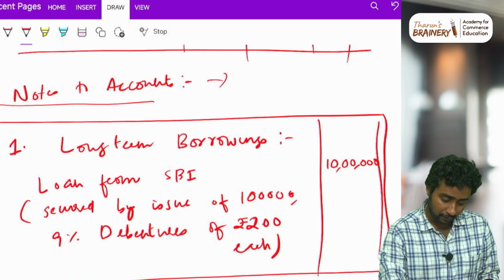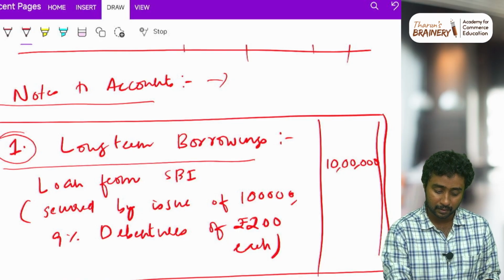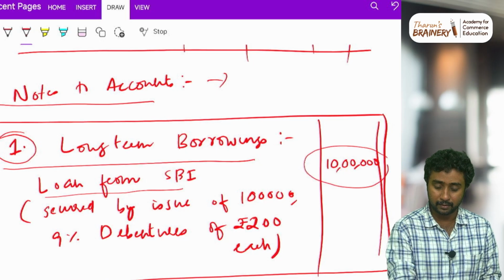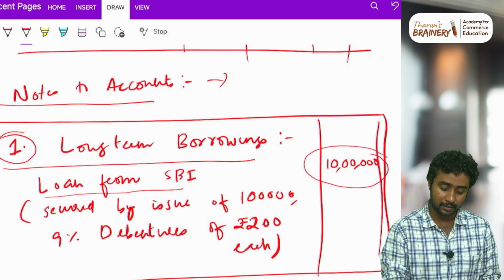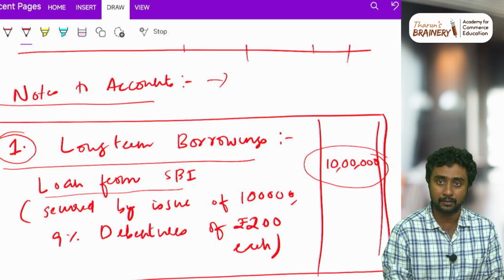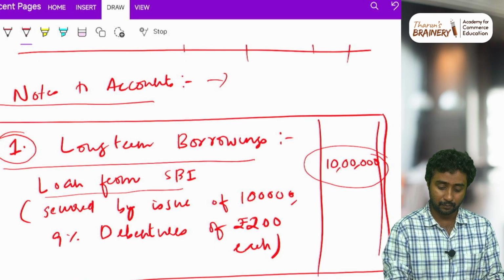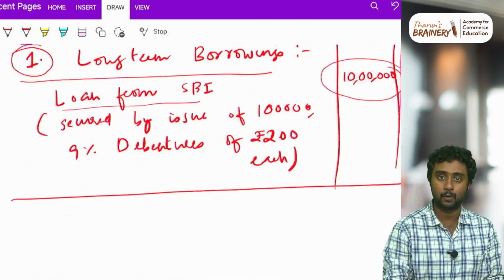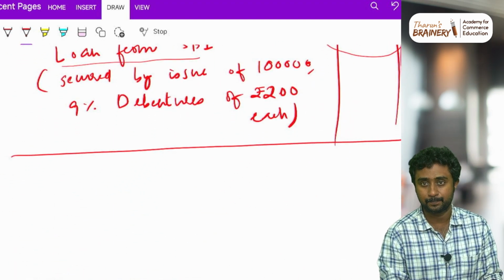So in that we gave note number 1 to long term borrowings. Then we are writing under that loan from SBI, which is called long term borrowings. In brackets you have mentioned the details of the debentures that you have issued as collateral security. This is the first method, that means where a journal entry is not passed. I hope that is clear.